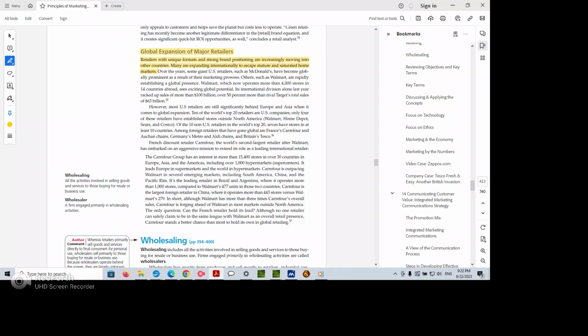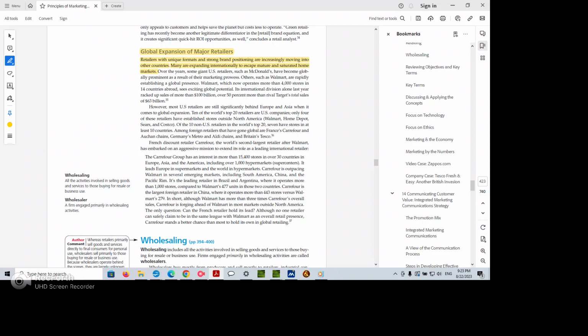Over the years, some giant U.S. retailers such as McDonald's have become globally prominent as a result of their marketing prowess. Others, such as Walmart, are rapidly establishing a global presence. Now, Walmart, which now operates more than 4,000 stores in 14 countries abroad, sees exciting global potential. And this, of course, is as of 2012, so by now it's already made more impact.